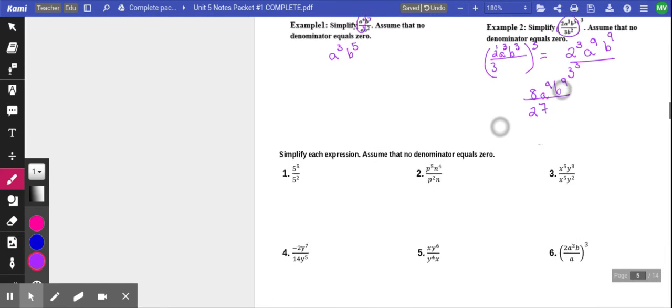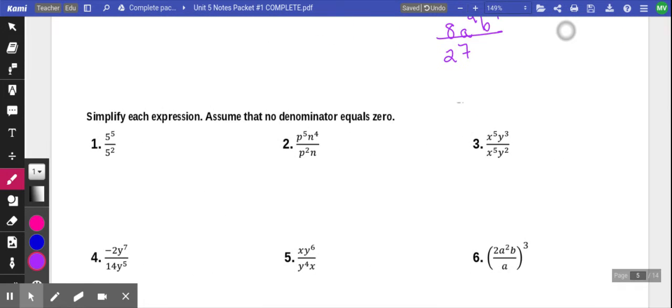Okay, so now let's do some other examples. Number 1, we have the same base of 5, so I keep the base and subtract the exponents. 5 minus 2 is 3. Number 2, we treat each base separately. We have the base of p, so we keep the base of p and subtract our exponents, so 5 minus 2 is 3. Then we have a base of n, which we keep the base and subtract. Remember, the n in the denominator with no exponent really has a 1, so that's n cubed.